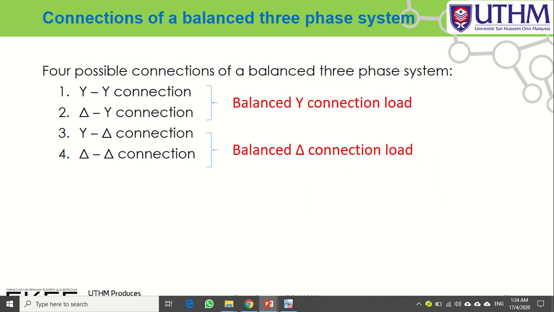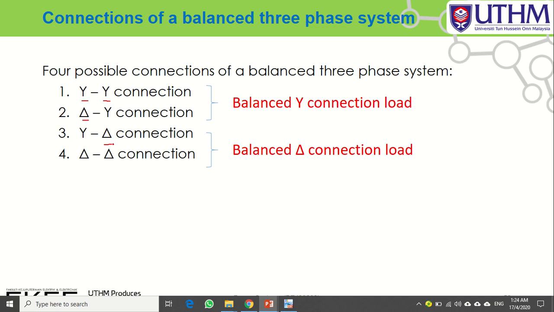Okay, so for the connection of the balanced three-phase system. Previously we already discussed about balanced three-phase source, Y connected, delta connected. Similarly for load, we already discussed about Y connected load, delta connected load. The system means combination of the source or generator and load. We combine together, become one system. We call it three-phase system.